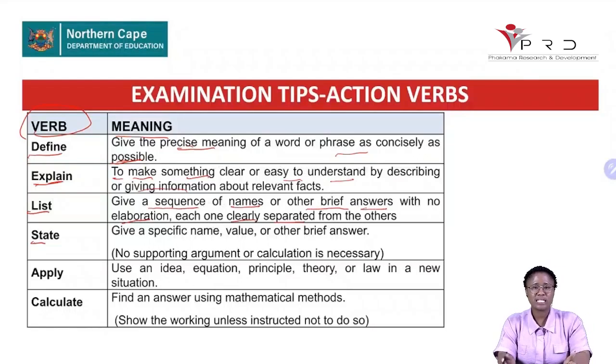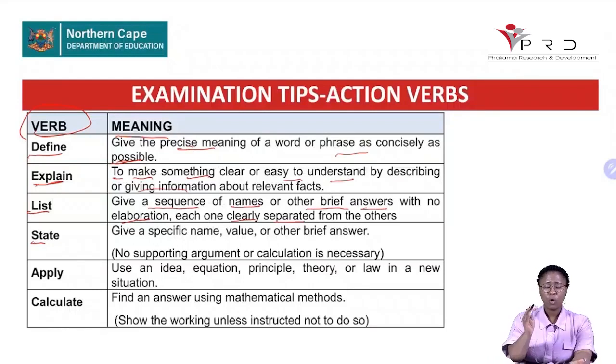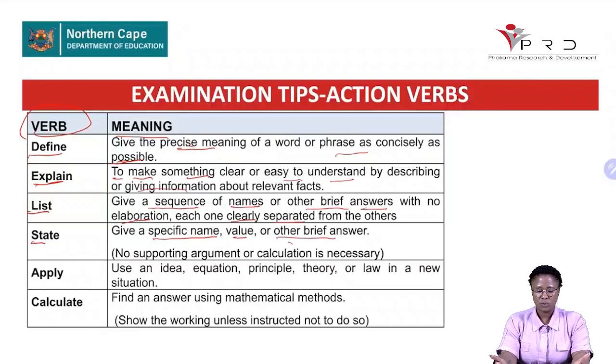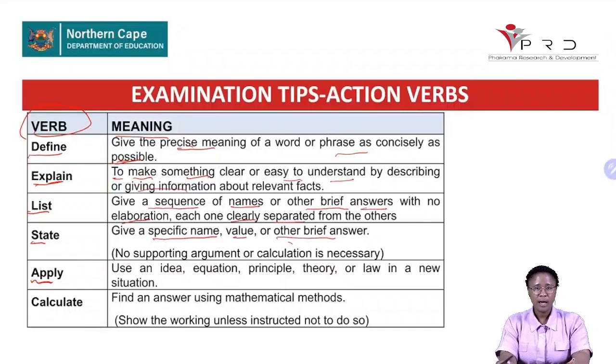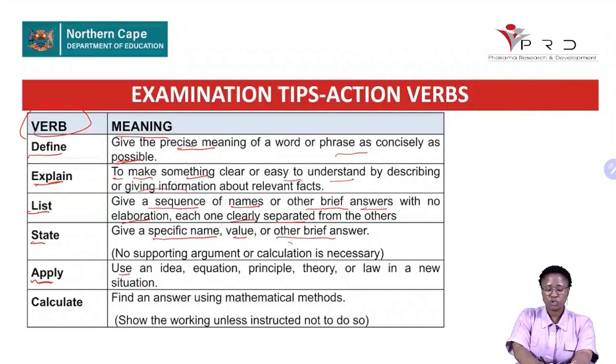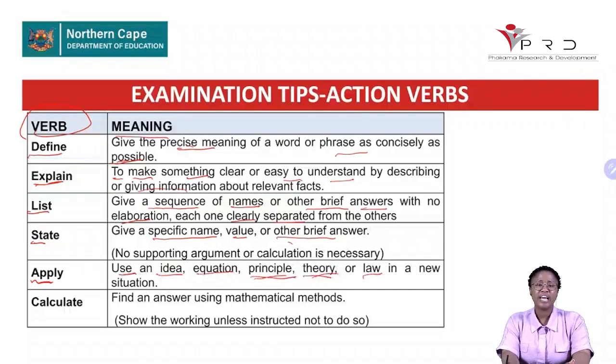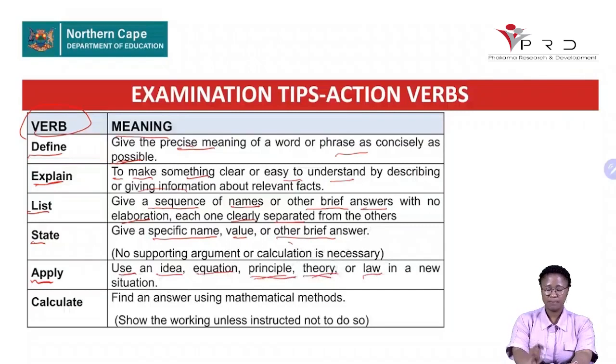The examiner can also say state. So when they say state, what do you need to do? You give a specific name, a value, or other brief answers. No supporting arguments and no calculations are necessary when the examiner says you must state. When they say apply, what is the examiner asking you? It's saying use an idea, an equation, a principle, a theory or a law in a new situation. That is what apply means.